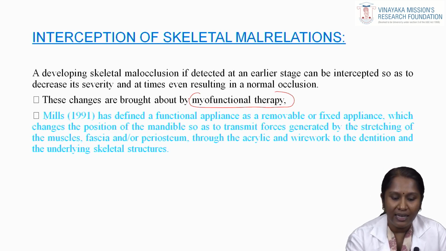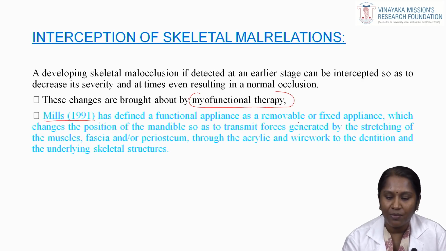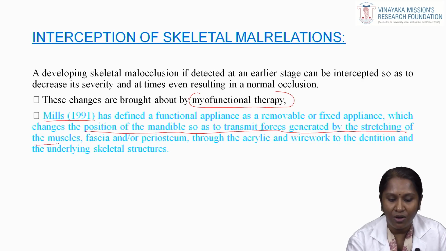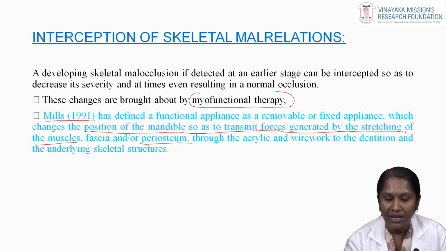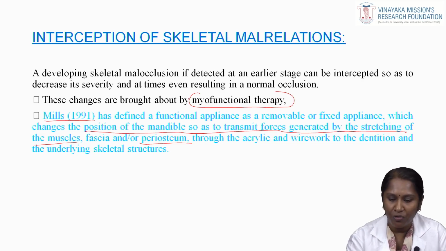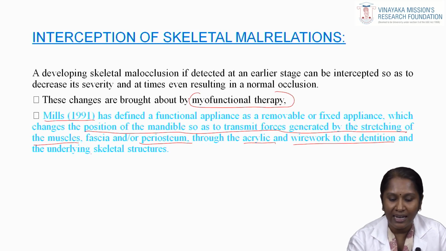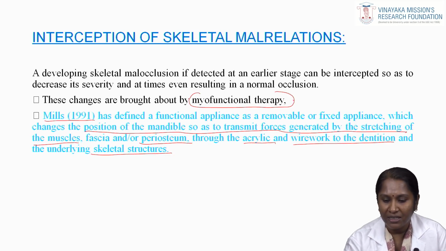According to Mills in 1991, a functional appliance is defined as a removable or fixed appliance which changes the position of the mandible so as to transmit a force generated by the stretching of the muscles, fascia or periosteum. So by giving myofunctional therapy, the position of the mandible will be changed forward through the acrylic and wire work to the dentition and underlying skeletal structures. By giving myofunctional therapy, we can eliminate the skeletal discrepancy.